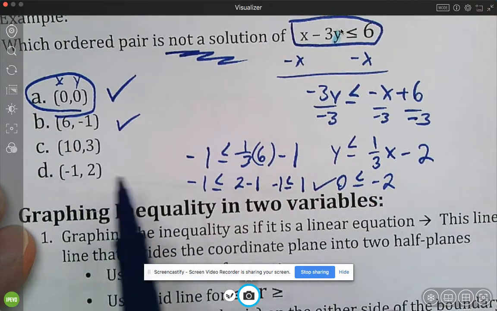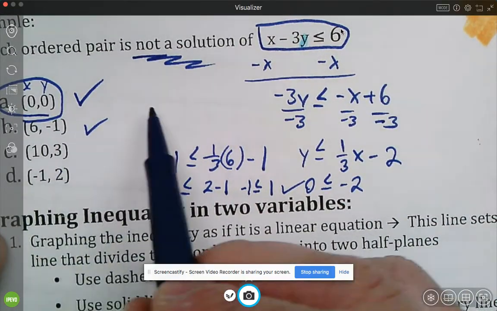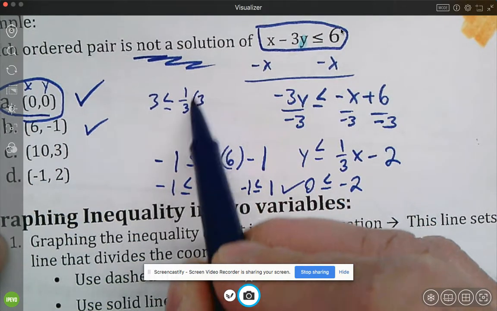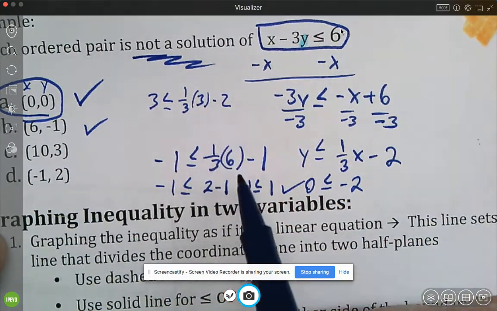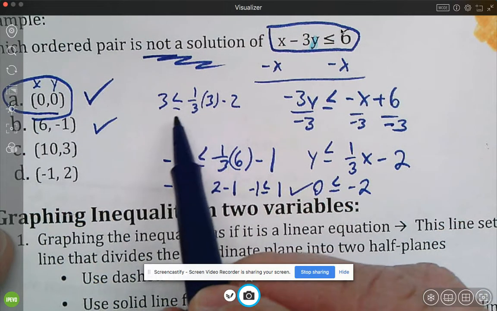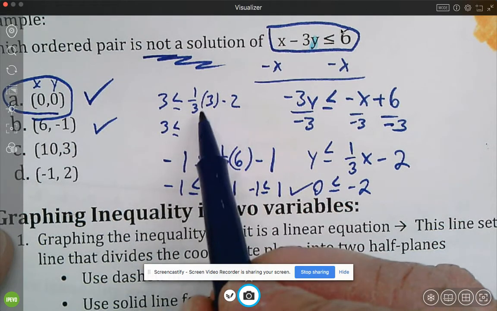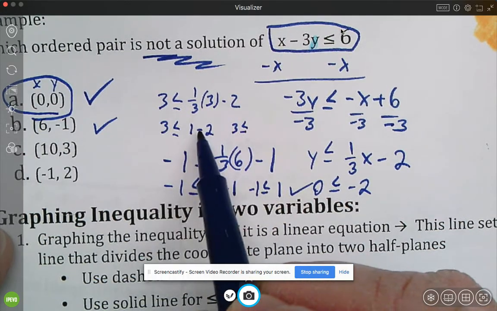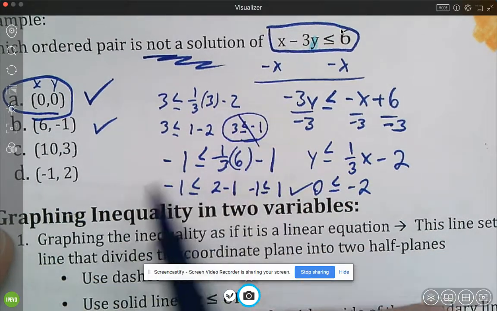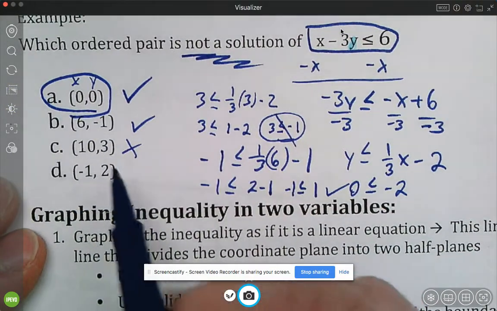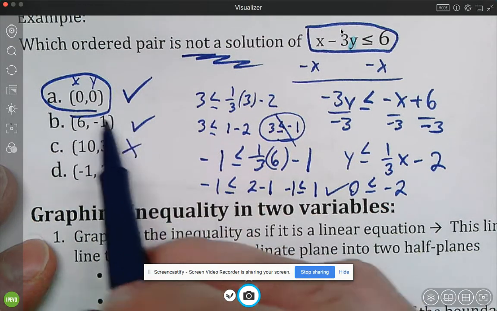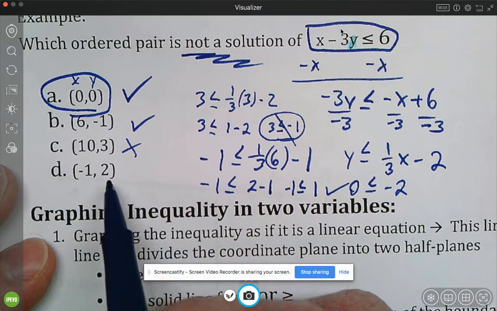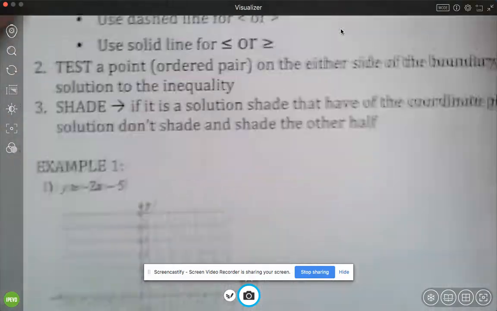Let's keep going here. 10, 3. If I plug in 10, 3, this would be 3 is less than or equal to 1/3 times 10 minus 2. So let's see if that one is a solution. This would be 3 is less than or equal to 3 1/3 minus 2, which is 3 is less than or equal to 1 1/3. That's actually false. So this one's not a solution. So in this graph, your solution set would include 0, 0 and 6, negative 1, but not 10, 3 or negative 1, 2.